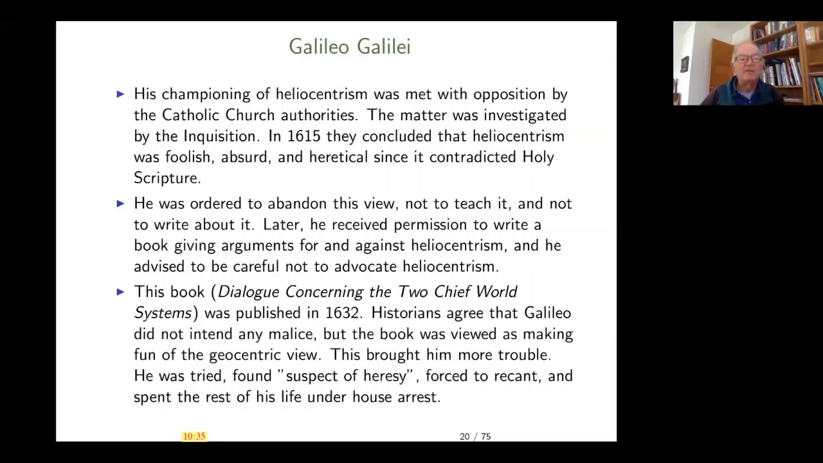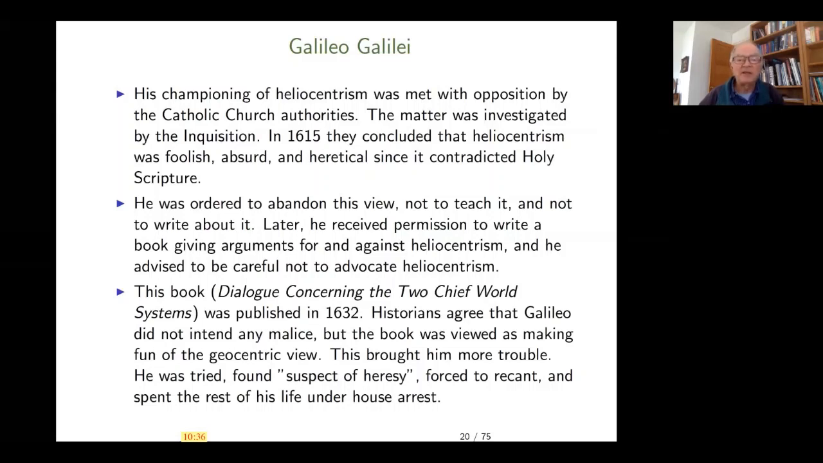Galileo was a champion of heliocentrism, and for some reason, which is not clear to me, the Catholic Church was very much opposed to this point of view. I don't understand why, because this doesn't contradict the Bible, doesn't contradict religion, creation. I think it was just a matter of taking sides with one ideology or another, and they didn't like the group of people who were taking the heliocentric point of view.